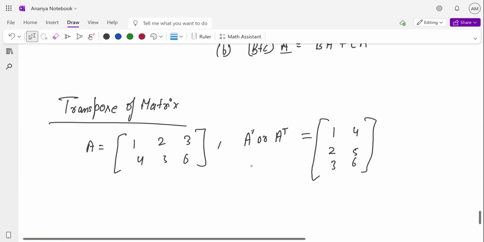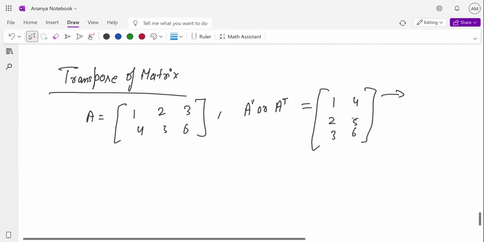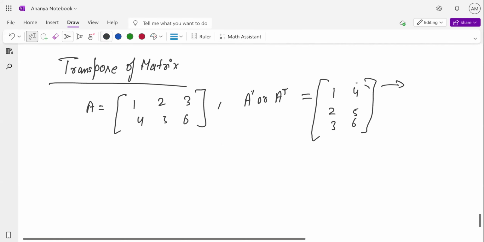If I ask you what is the transpose of this, you know this, right? You don't know where you came from, so it will become the same thing again. 1, 4, 2, 5, 3, 6. Got it? Yes, sir. So the other way around is also working. So this is transpose. Okay.